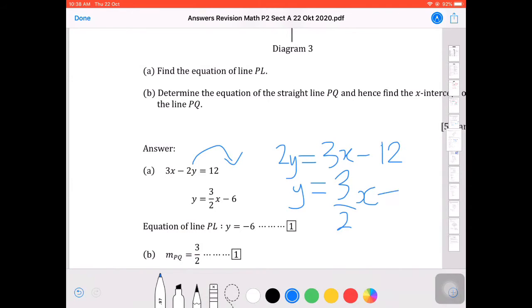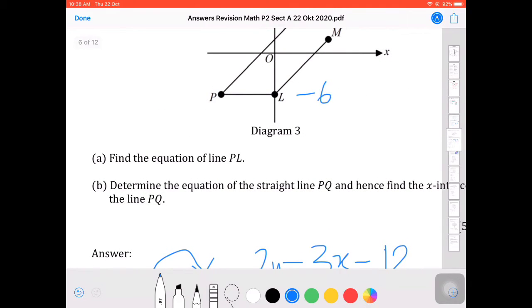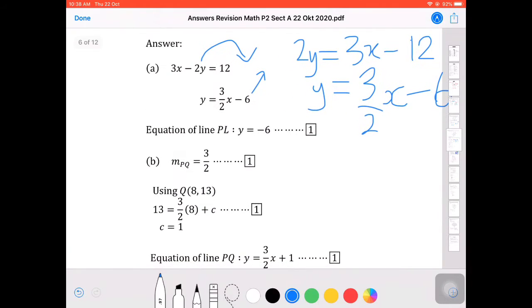So because the y-intercept is negative 6, that means the equation of the line PL will be y equals to negative 6, because it's a horizontal line. Look at that, negative 6 is there. So the equation of the line will be y equals to negative 6, because it's horizontal, we're going to put y. Alright, to solve the second part, you want to find the equation of PQ.